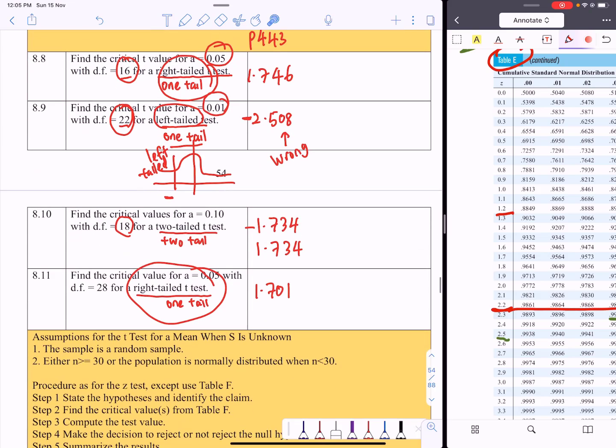Okay, next we have how to find the T value. I already taught you about this, how to find the test value. This one we use table F here. Please make sure, I have mentioned many times table E, table F, table G, when to use each table.